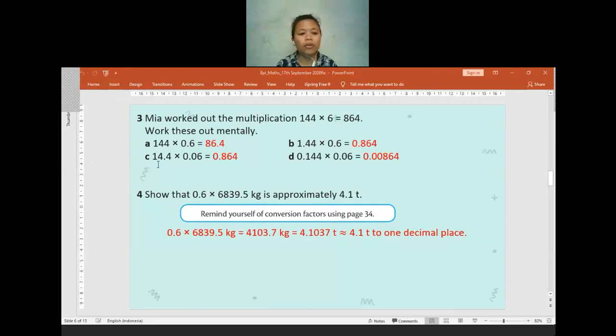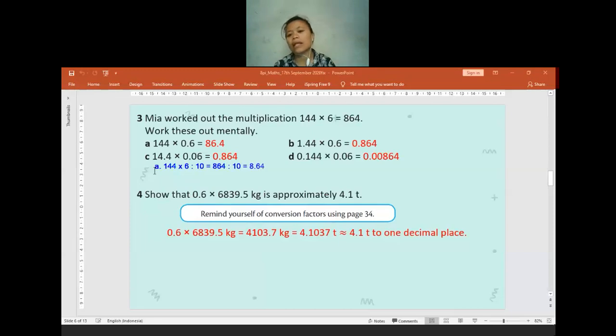So for question A here, it will be the same thing as you do 144 multiplied by 6, and then the result you divide by 10. For 144 times 6, we follow the number fact given. It is 864, and then we divide 864 by 10, so it equals 8.64.